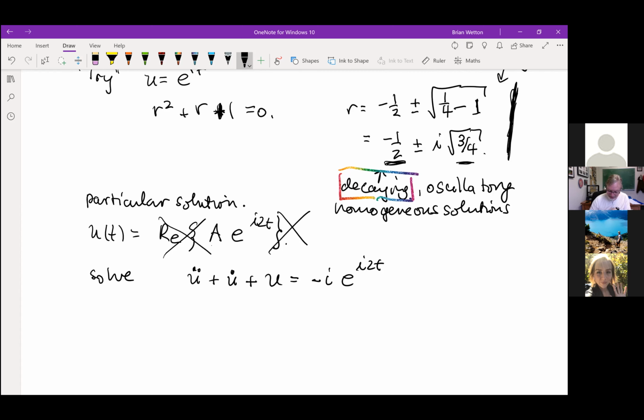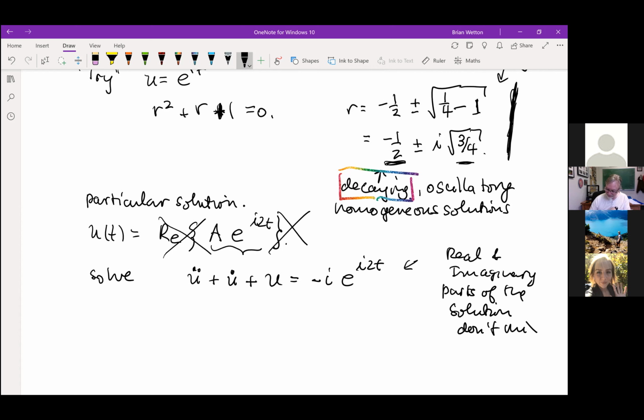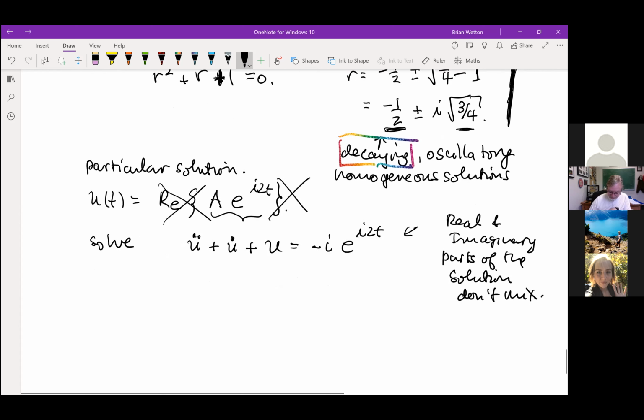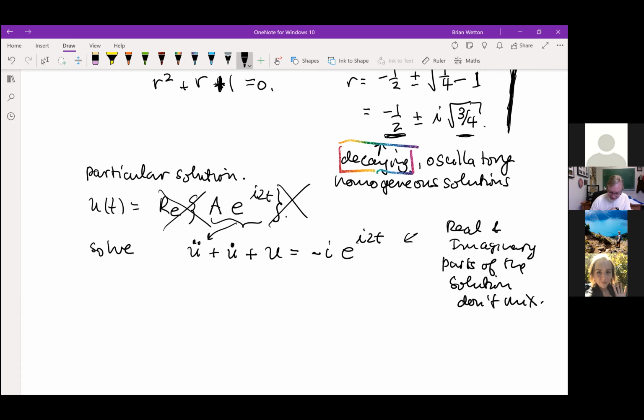Then I'm going to get a solution that looks like this, and I can just take the real part afterwards, because the real and imaginary parts of the solution don't mix. Okay, so I'm going to put this expression in here. Everything on this side is going to be multiplied by a complex A.